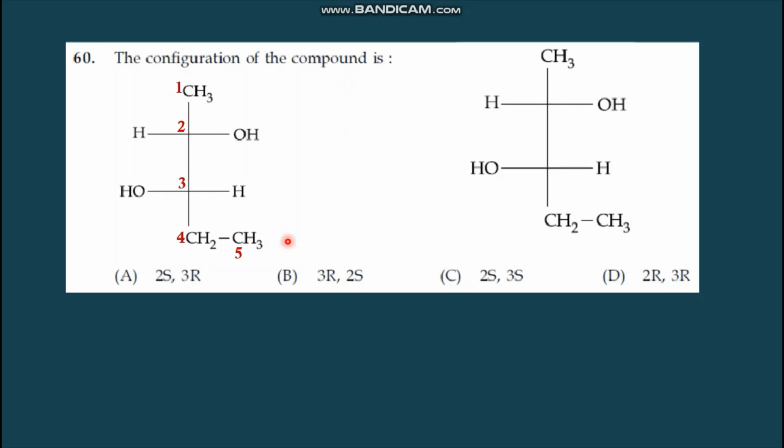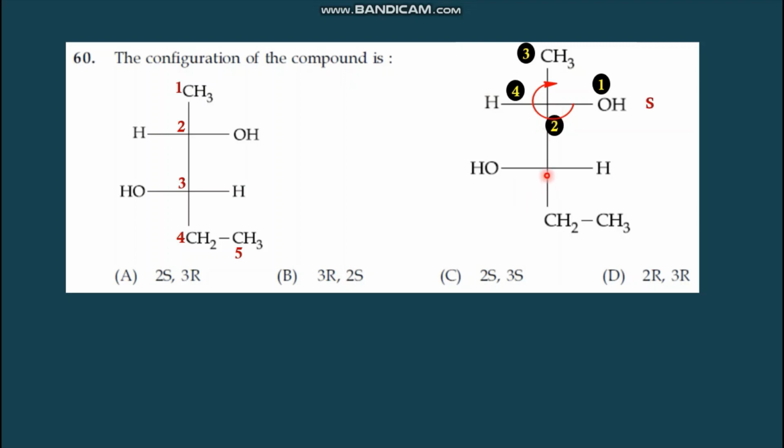Now we can find out the configuration. First we have to select this carbon, that is the second carbon. Then OH will get first priority and this group will get second priority, CH3 gets 3 and hydrogen is 4. So the rotation is like this, that means clockwise rotation, but the fourth priority is in the horizontal line, so we have to take the inverse. Clockwise means R, so we have to take the reverse, that is S.